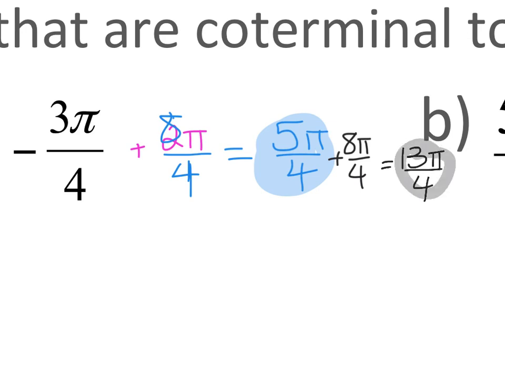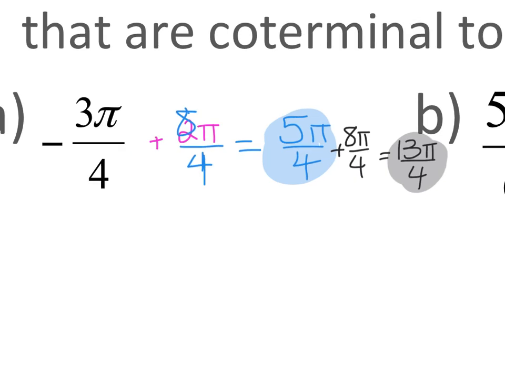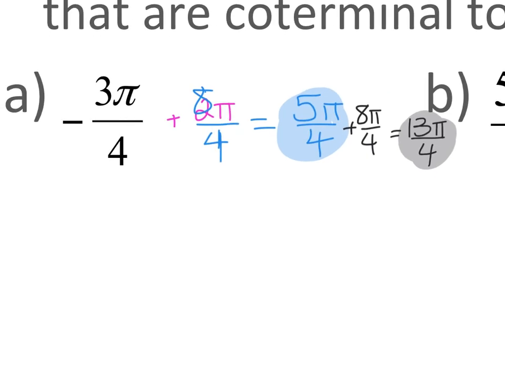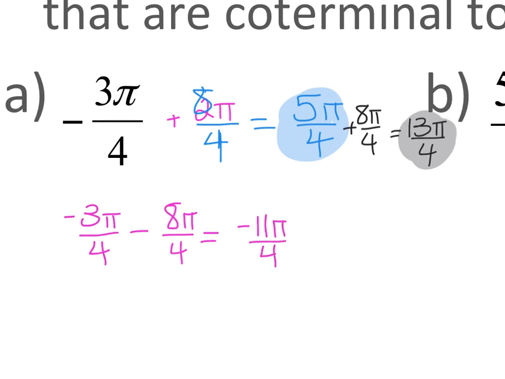So that's 2 positive. When I go to get my negative, I'm going to take that negative 3 pi over 4, and this time I'm going to subtract 2 pi, or 8 pi over 4. And I get negative 11 pi over 4. That's the first of my 2 negative coterminal angles. And then I'm going to subtract 8 pi over 4 again, and I get negative 19 pi over 4.